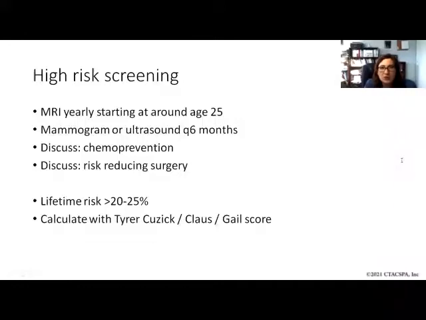Some people don't tolerate MRIs or can't get them because they're pregnant or they're claustrophobic. In this case, you can do mammogram or ultrasound alternatively, and those are usually done every 6 months, alternating. You should be discussing chemoprevention with these patients, and you should be discussing risk-reducing surgery with these patients. And again, the risk-reducing surgery can be done anytime, in their 20s, in their 30s, in their 50s, in their 60s. Anytime helps.